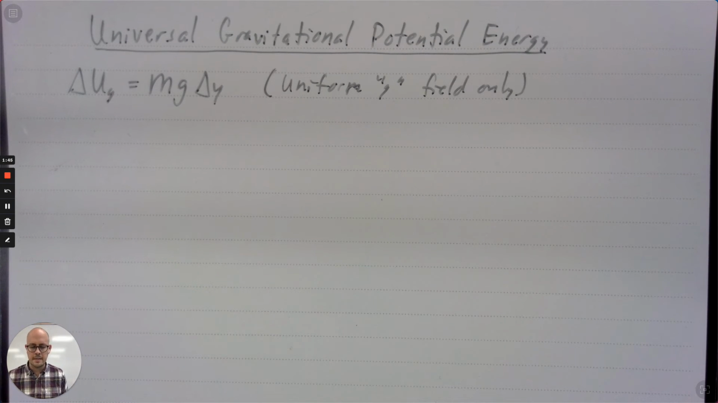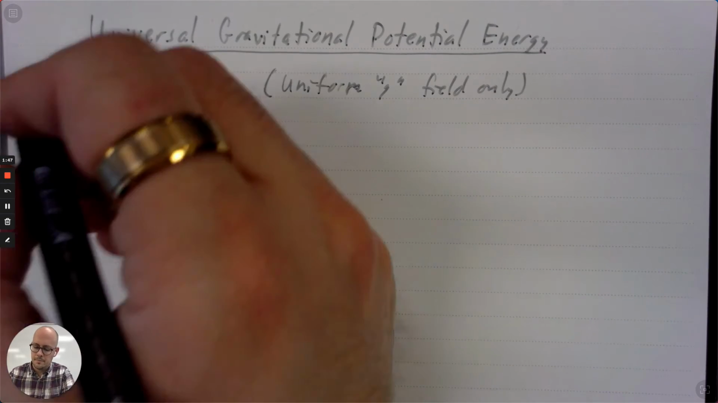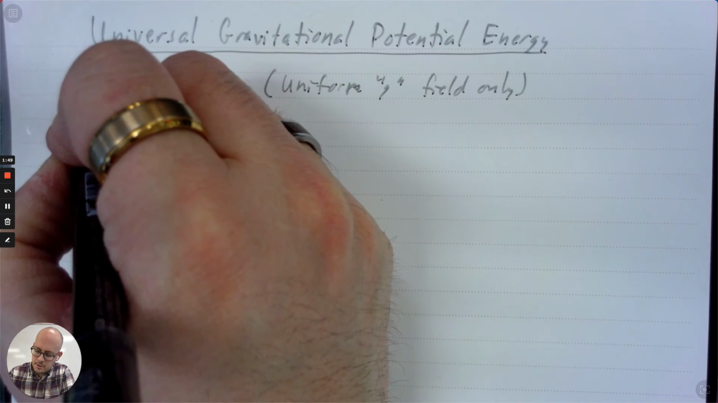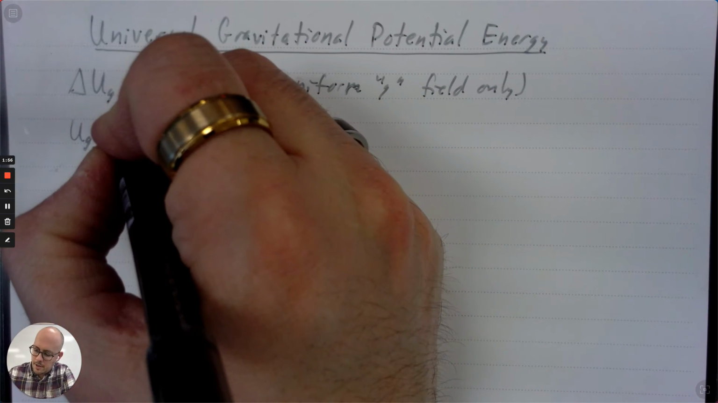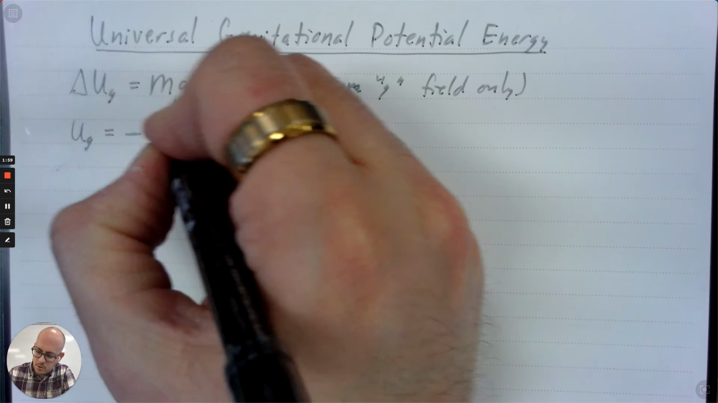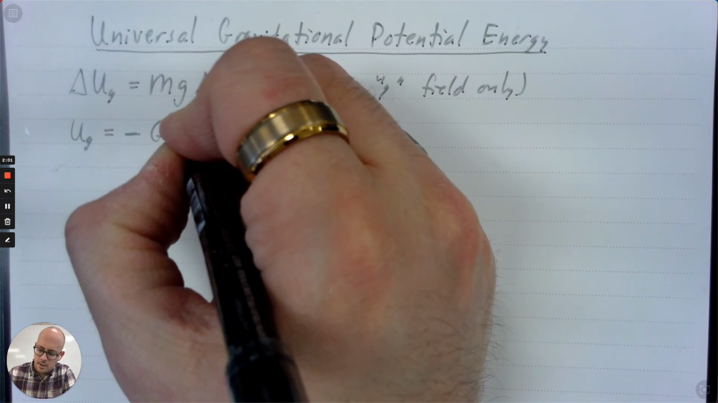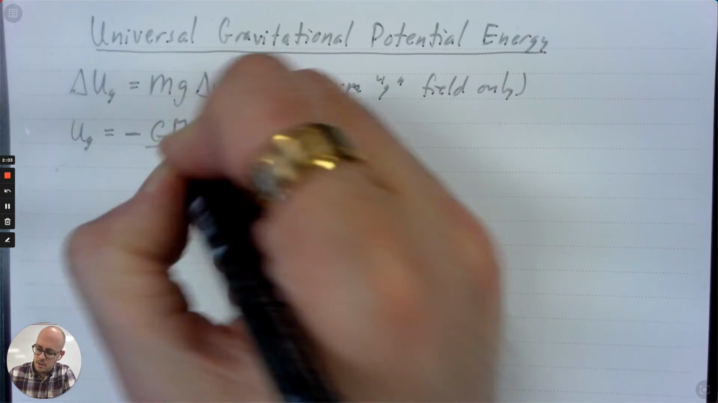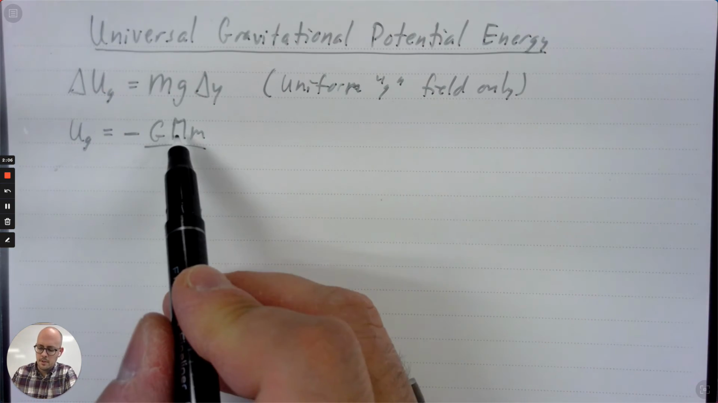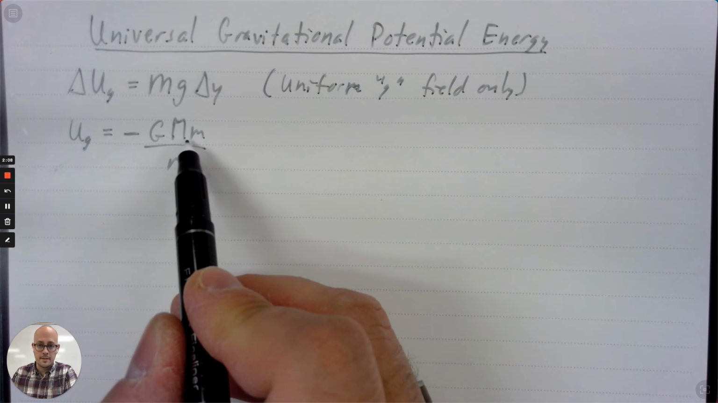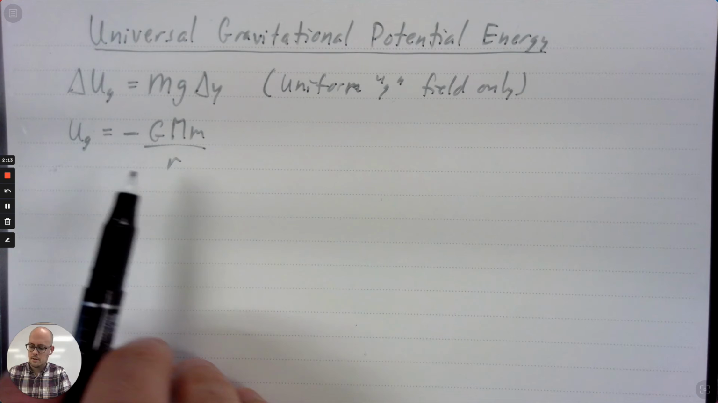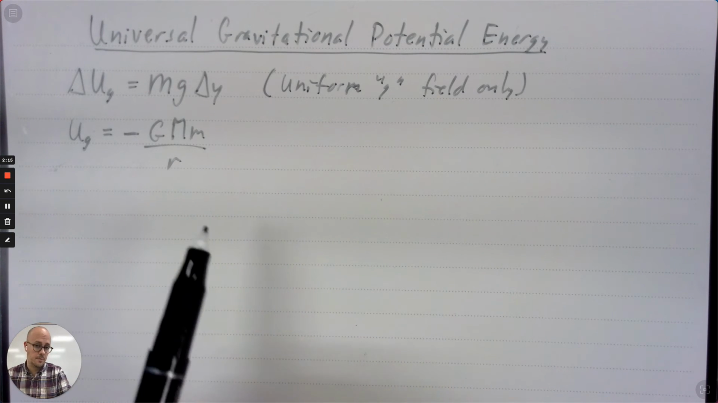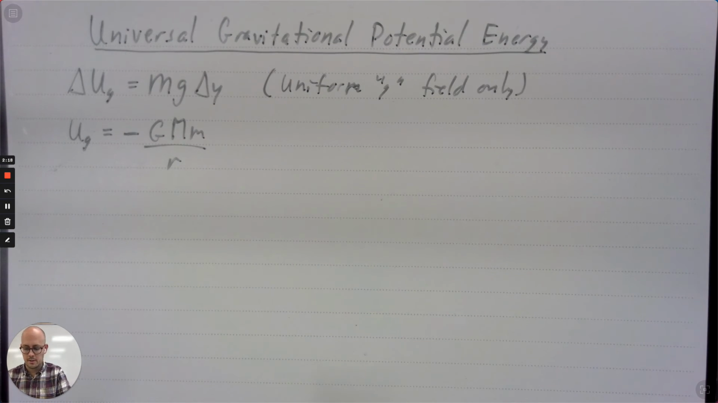So a more complete way to do this, and the reason it's called universal gravitational potential energy is that it's based on Newton's universal law of gravitation. And it does something kind of quirky. So gravitational potential energy out in space is equal to negative big G times the product of the two masses involved divided by the distance separating them. So this is gravitational potential energy anywhere in space for any two objects.